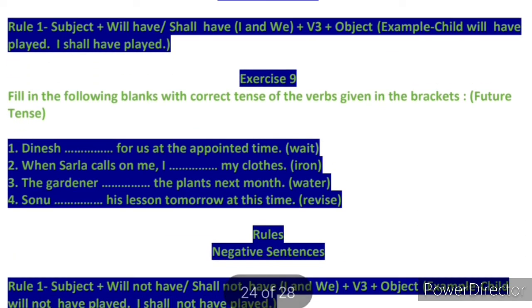Here are some sentences. That is, Dinesh wait. Answer will be, Dinesh will have waited for us. Next, when Sarla calls on me, I iron. Answer will be, I shall have ironed my clothes.